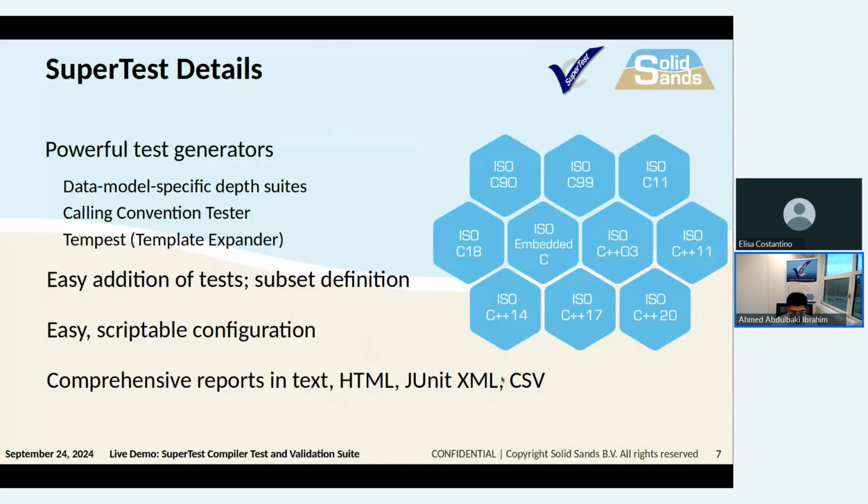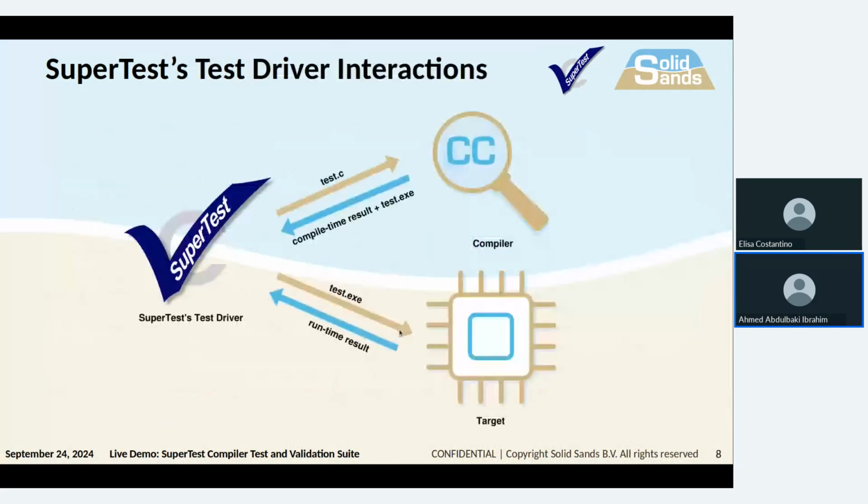These were some of the relevant details of SuperTest, and we can now take a look at the test driver's interactions. So for illustration purposes, here is a simple overview of SuperTest's test driver in action. In essence, the test driver interacts with the compiler in use by compiling and linking tests on it, after which it expects to receive compile time results and diagnostics along with an executable in return.